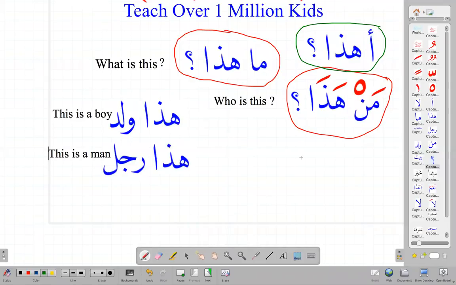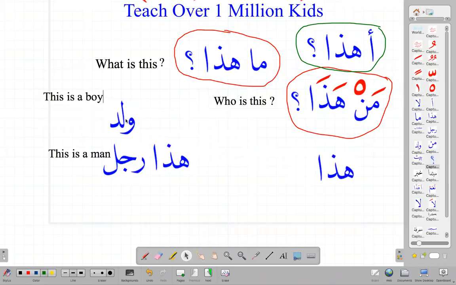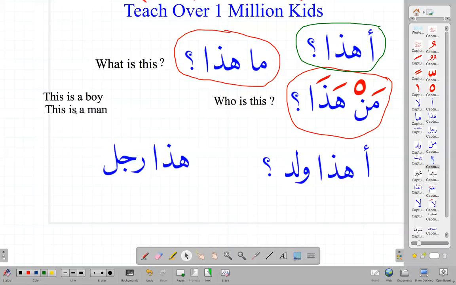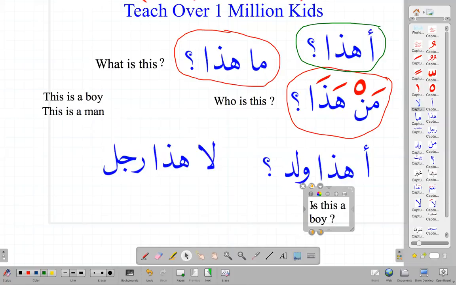So if we ask, هذا ولد, this is a boy, we are going to say no, لا, هذا رجل. If we see a man, we say, is this a boy?